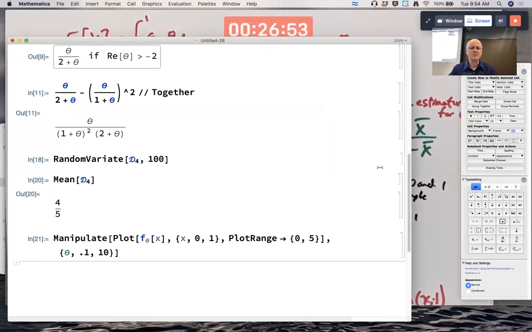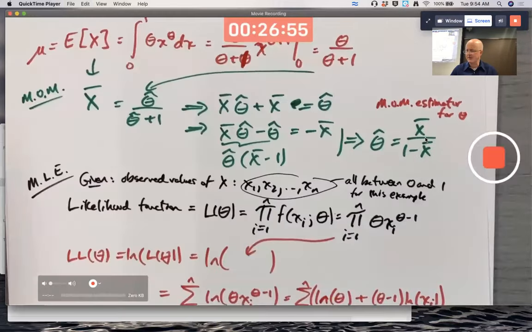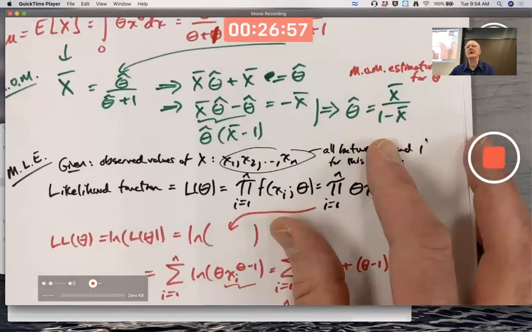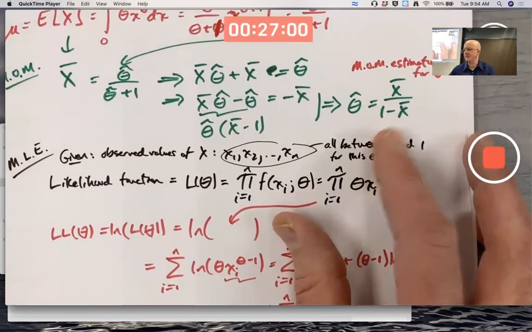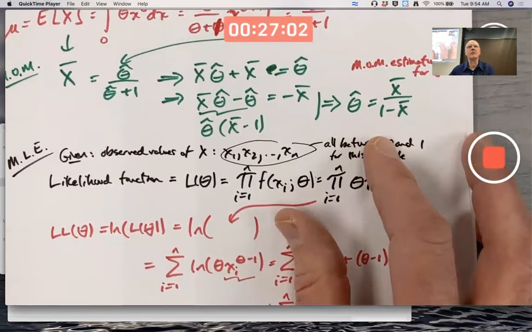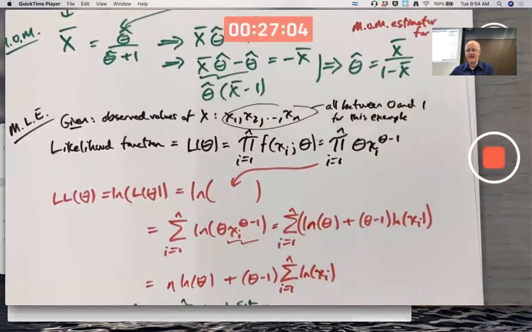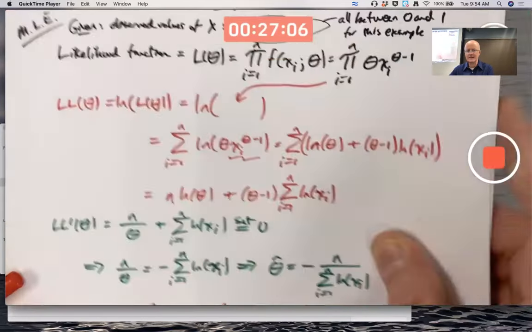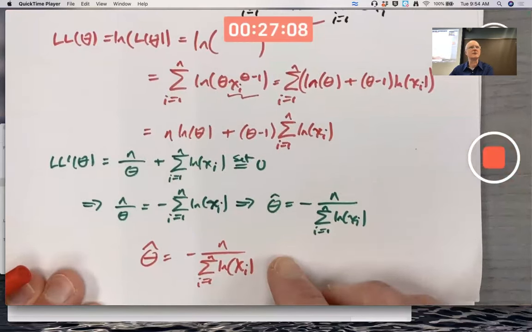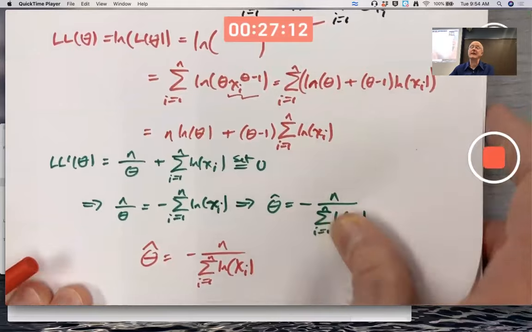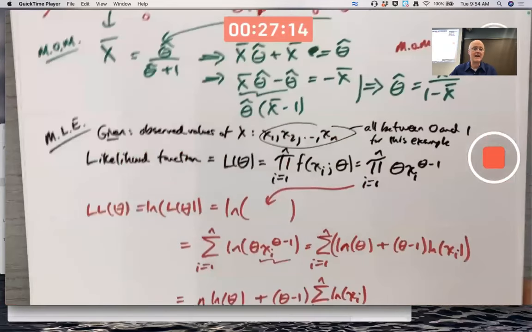What's my goal? My goal is to try to confirm that these estimators seem good. Method of moments estimator, x bar over 1 minus x bar, and the method of maximum likelihood estimator, this thing. Are those good estimators? Do they seem to be good based on simulation? Do they seem like they might even be unbiased? It's hard to say for sure.